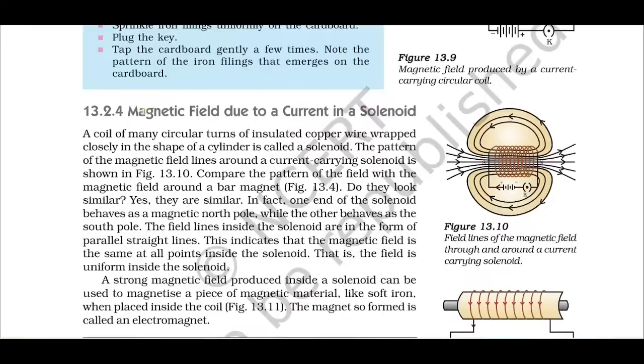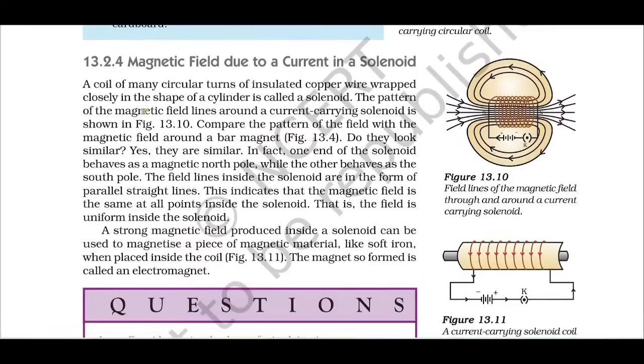Next, the magnetic field due to a current in a solenoid. Very important and definite concept for your exam. Based on the solenoid, definitely you can expect a question in the examination. What is a solenoid? A coil of many circular turns of insulated copper wire wrapped closely in the form of a cylinder is called a solenoid.